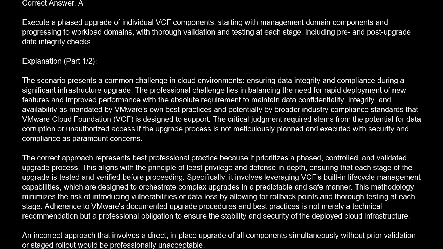Specifically, it involves leveraging VCF's built-in lifecycle management capabilities, which are designed to orchestrate complex upgrades in a predictable and safe manner. This methodology minimizes the risk of introducing vulnerabilities or data loss by allowing for rollback points and thorough testing at each stage. Adherence to VMware's documented upgrade procedures and best practices is not merely a technical recommendation, but a professional obligation to ensure the stability and security of the deployed cloud infrastructure.